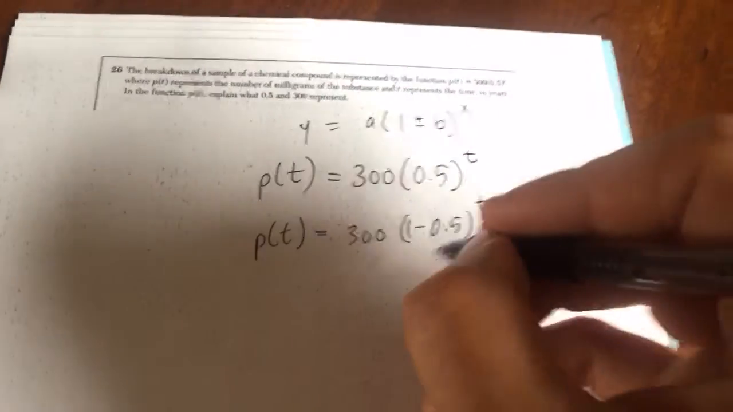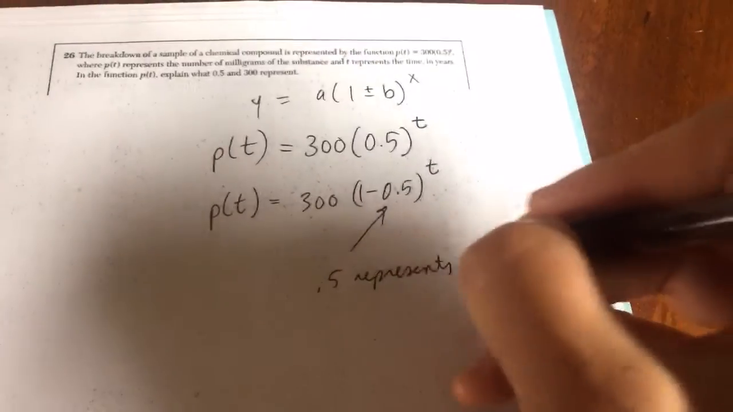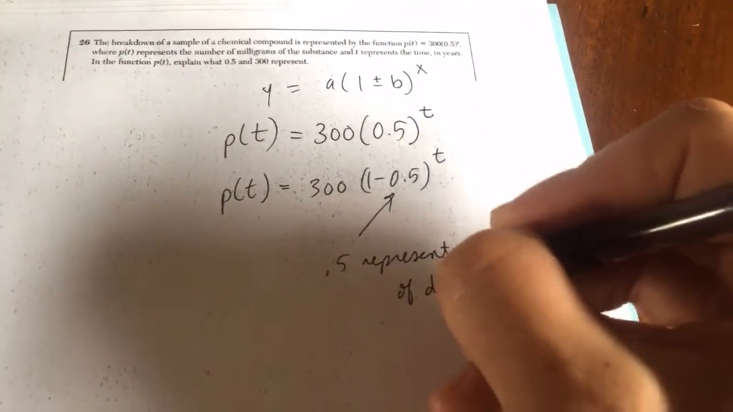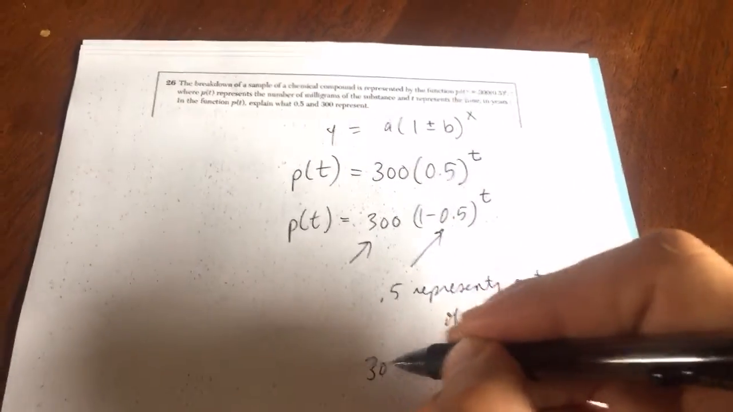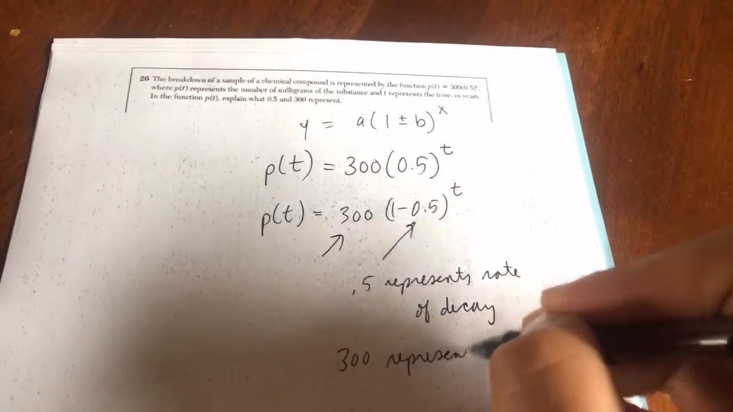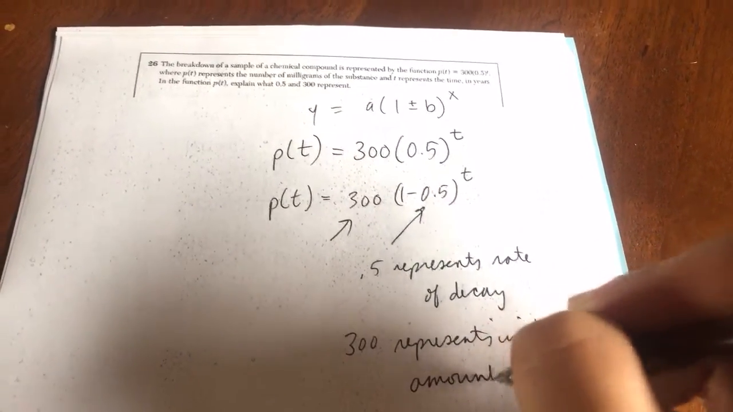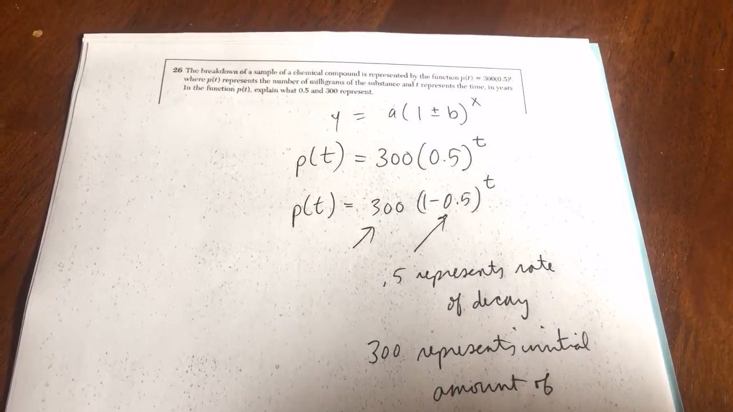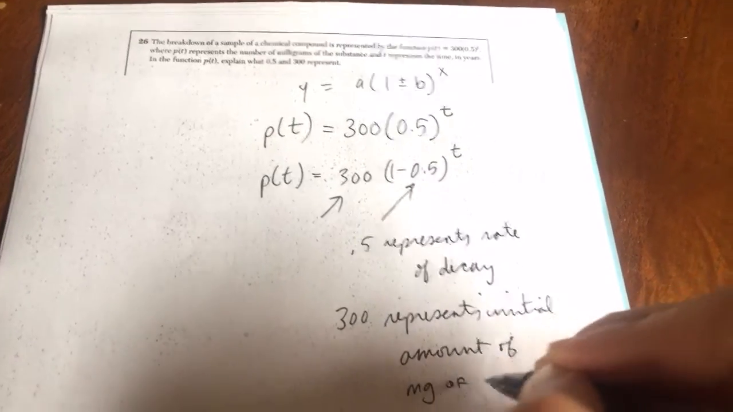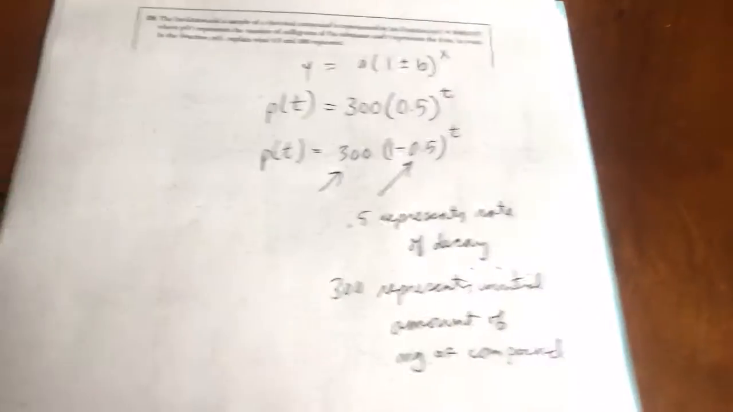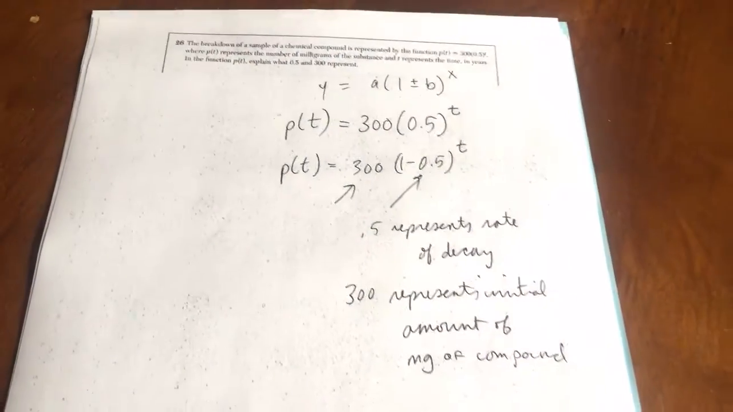So they're asking you, what does the 0.5 represent? The 0.5 represents the rate of decay. And they're asking you, what does 300 represent? 300 represents the initial amount of milligrams of the compound. This is always your rate, this is time, and this is your starting amount.